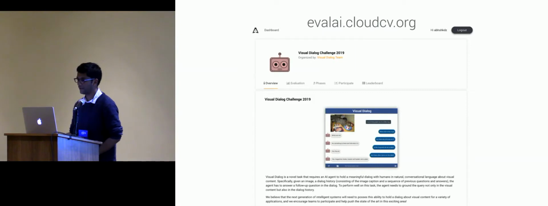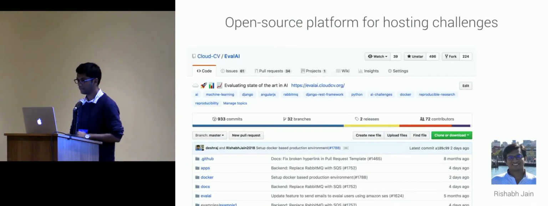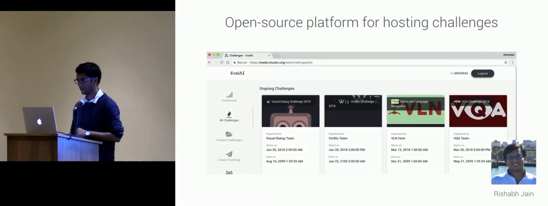Coming to the challenge itself, it was hosted on Eval AI, just like last year. A lot of that work was led by Rishabh, who's a research scholar in our lab at Georgia Tech. The code for Eval AI is publicly available. It's an open source platform for hosting challenges. This is, for example, what it looks like. And this has sort of become a standard challenge hosting platform, at least in the vision and language community.